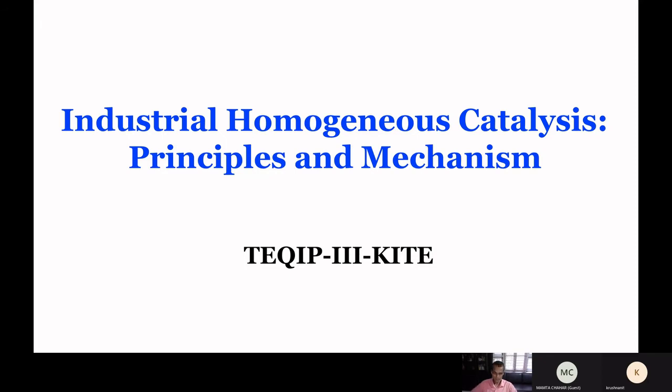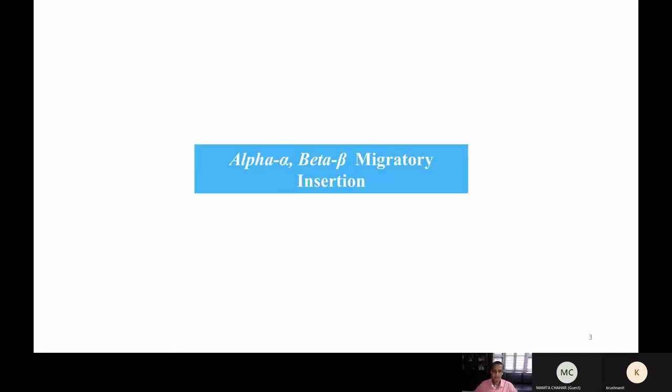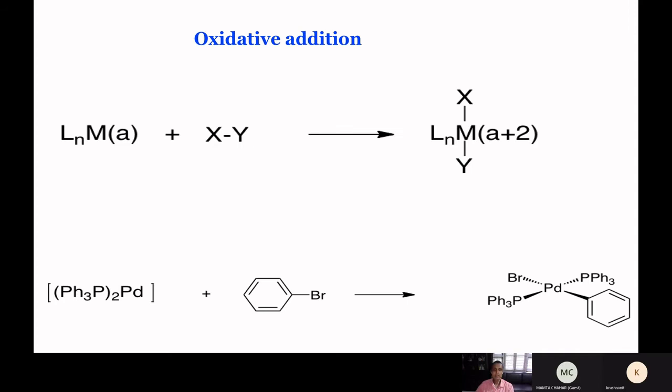So in this course, particularly industrial homogeneous catalysis, we are also discussing principles and mechanism. Today, we will mainly focus on alpha and beta migratory insertion. We'll also touch a little bit on the topics that we were discussing in the last class. As you would remember, in the last class, we were discussing oxidative addition.